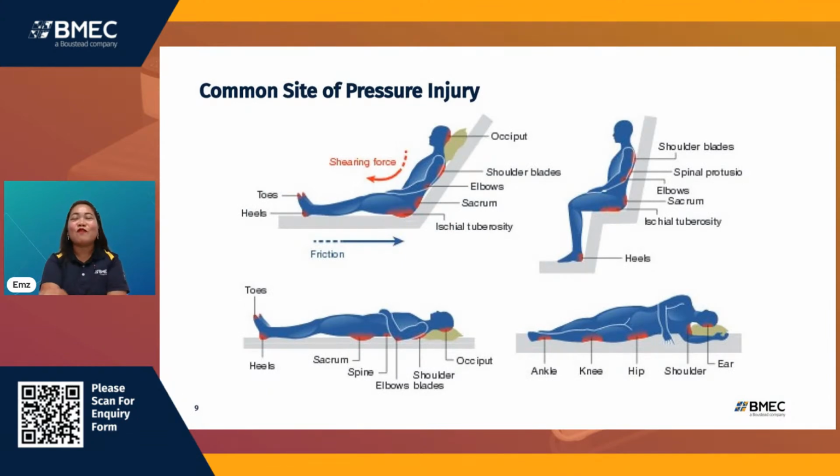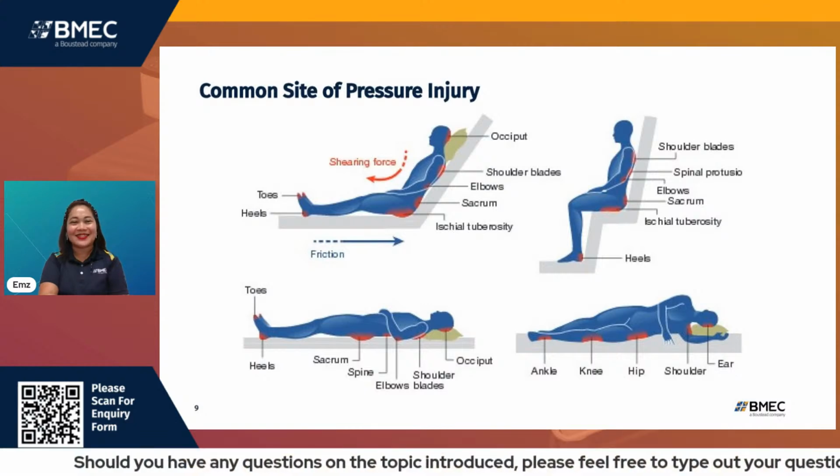Okay, so of course, when you look at the common sites of pressure injury, you would see where the bony prominences are, such as your shoulder blades and also your sacrum area. When your patient is sitting, the sacrum is the most common area. Remember your ischial tuberosity and all these bony prominences. This is really very obvious to see where pressure injury can develop. Okay, next slide, please.